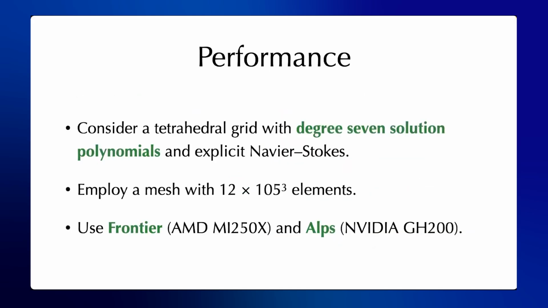Now, in terms of performance, I'll just show an example with degree 7 solution polynomials, explicit Navier-Stokes. This is very much where we are trending in terms of the types of simulations we run. Complex geometries need tetrahedra, and we typically like higher orders as they tend to be a bit more efficient. I'm going to use 12 times 105 cubed elements, and we're going to have a go on Frontier at ORNL and Alps at CSCS.